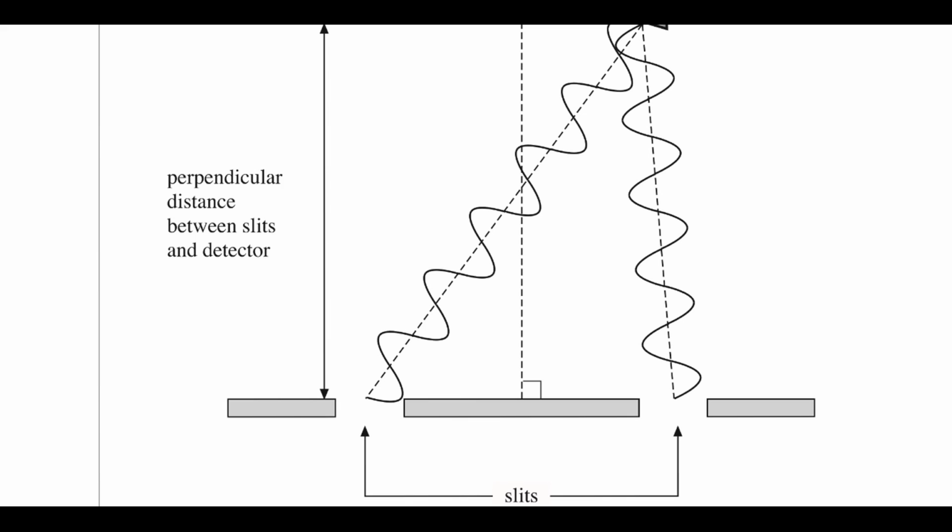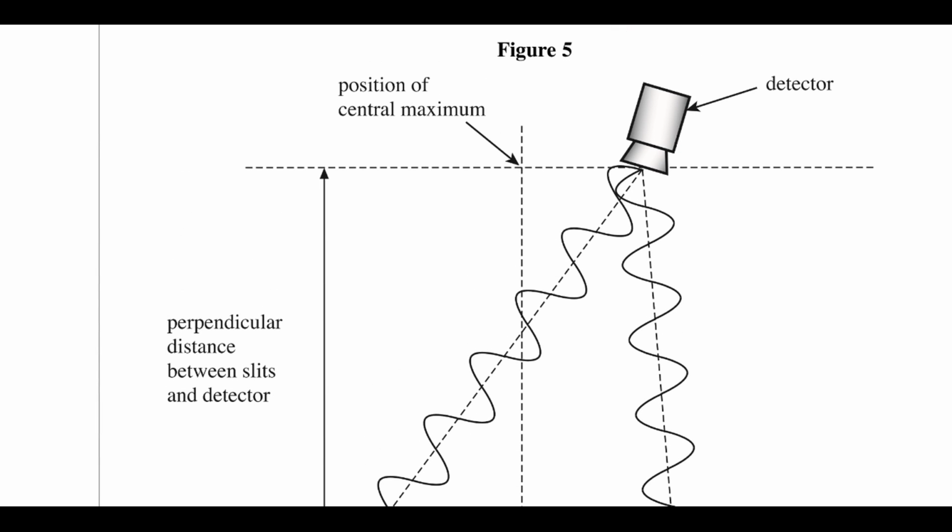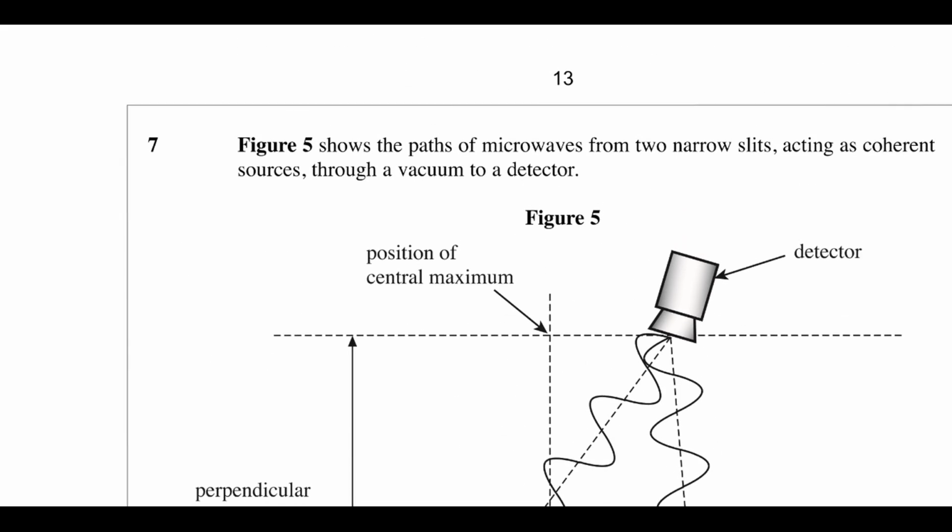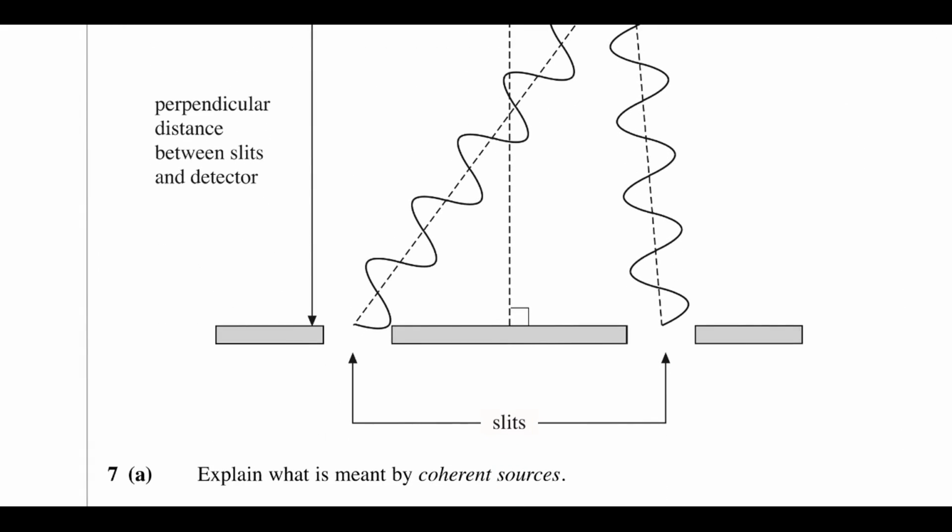So here are your slits that form a coherent source, and then here is, like with light, where your screen is. We've got a detector to detect microwaves instead, because obviously you can't see them. So it's basically the same as a Young's slits.